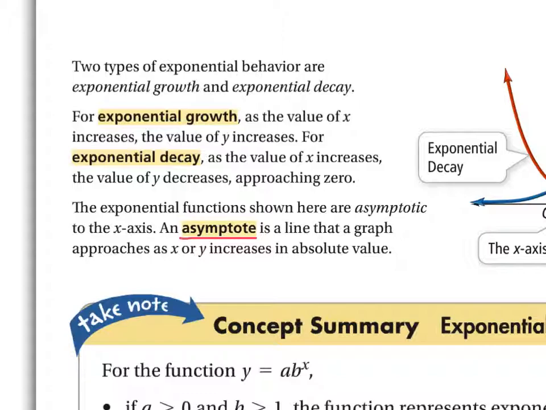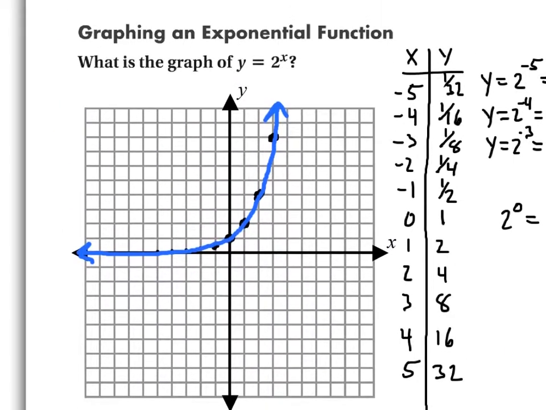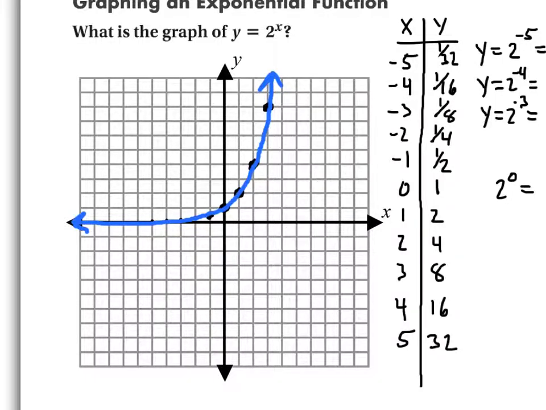And so the line y equals 0, which by the way is the x-axis, okay? That is the asymptote for the function we just drew. Y equals 0 is that value that our y values are approaching, but never going to actually get there.